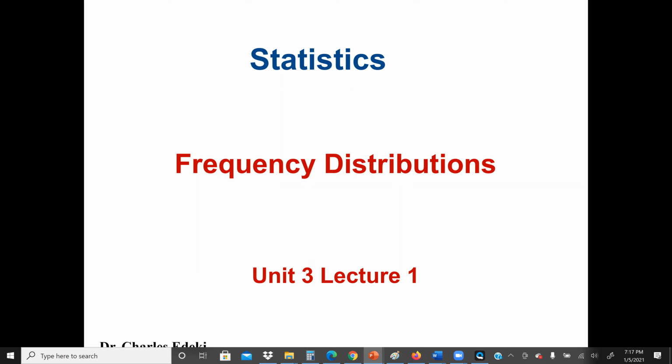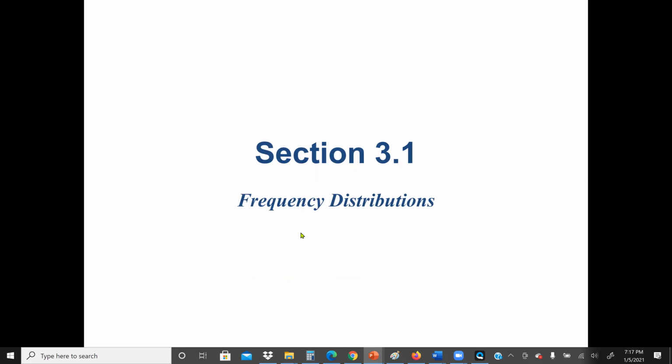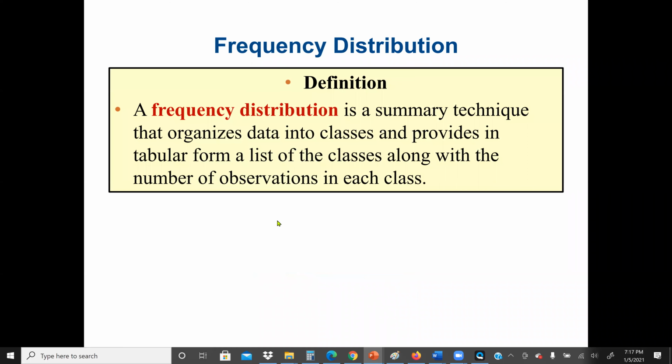So again, this is the beginning of descriptive statistics, frequency distribution. The concept of a frequency distribution, again, is to organize our data. So when I have a data set with raw values, it's very difficult to understand the data or to find a pattern within the data. So we can organize the data in some ways so that we can understand it.